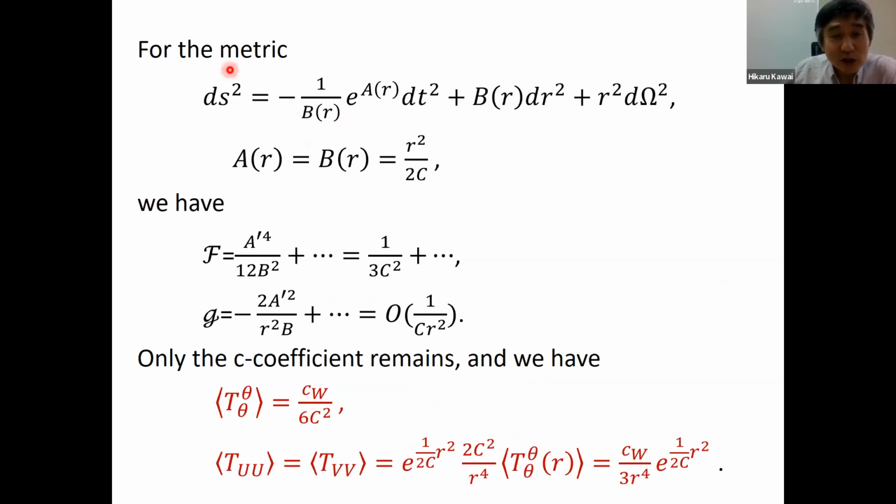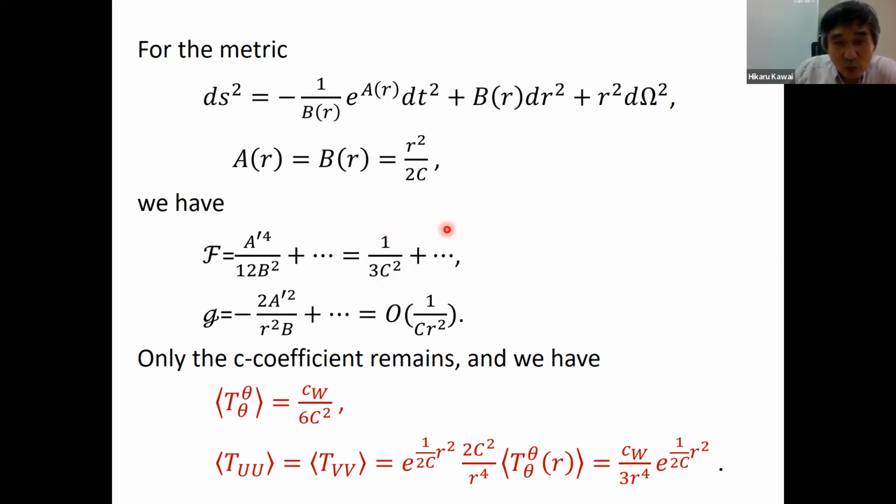Then for the metric, this is the metric we are considering, and the structure is B equals R squared over 2C, and capital A is again R over 2C. So for this metric, we can calculate F and G. The Weyl tensor squared can be written like this, and for this behavior we can easily calculate it. This one is 1 over 3C squared. So this is constant.